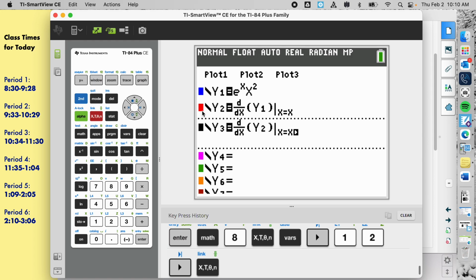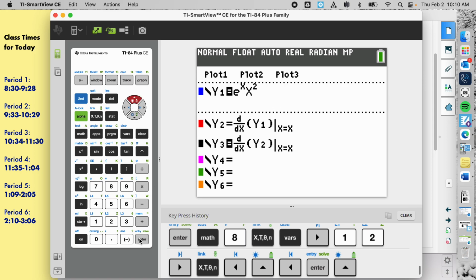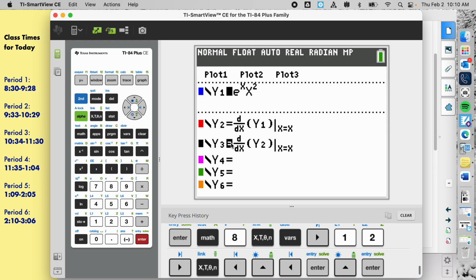If I hit graph, it's going to take forever. And that's because it's manually calculating the derivative answers all the time. I don't want equation 1 and 2 to be graphed. So I'm going to go hit enter on their equal signs. And it won't graph them. The ones that are highlighted, it graphs.